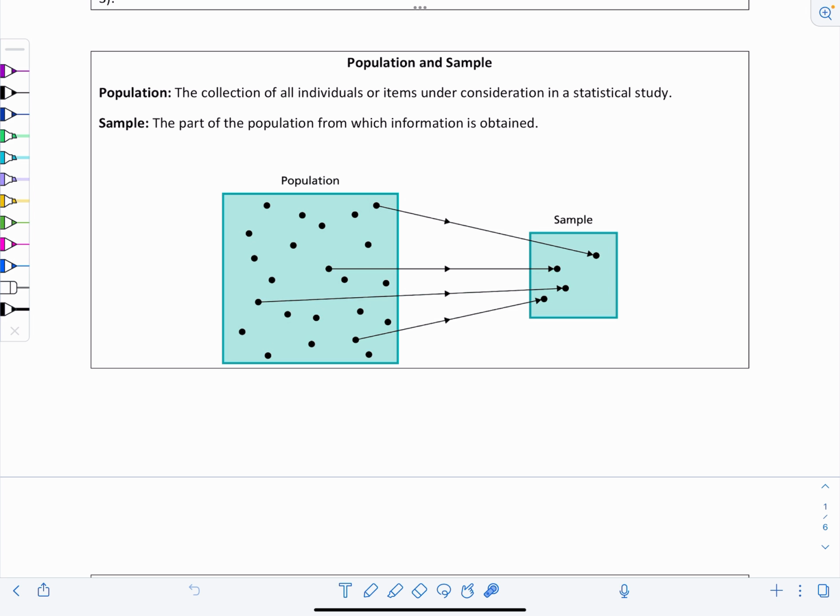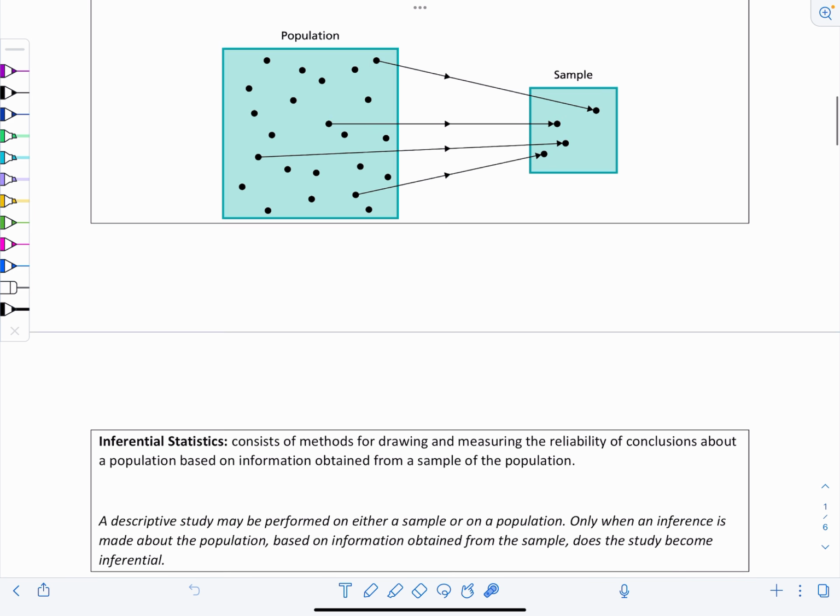And what you'll notice is that we're going to talk about different sampling methods later in the chapter. Oftentimes, it's very difficult to collect data from the entire population. It sometimes is nearly impossible to do so. So what statisticians will do is come up with a sampling design and take a portion of the population and use that as your representative from which to collect data and information. Okay? Population, everybody under consideration. Sample, just part of the population.